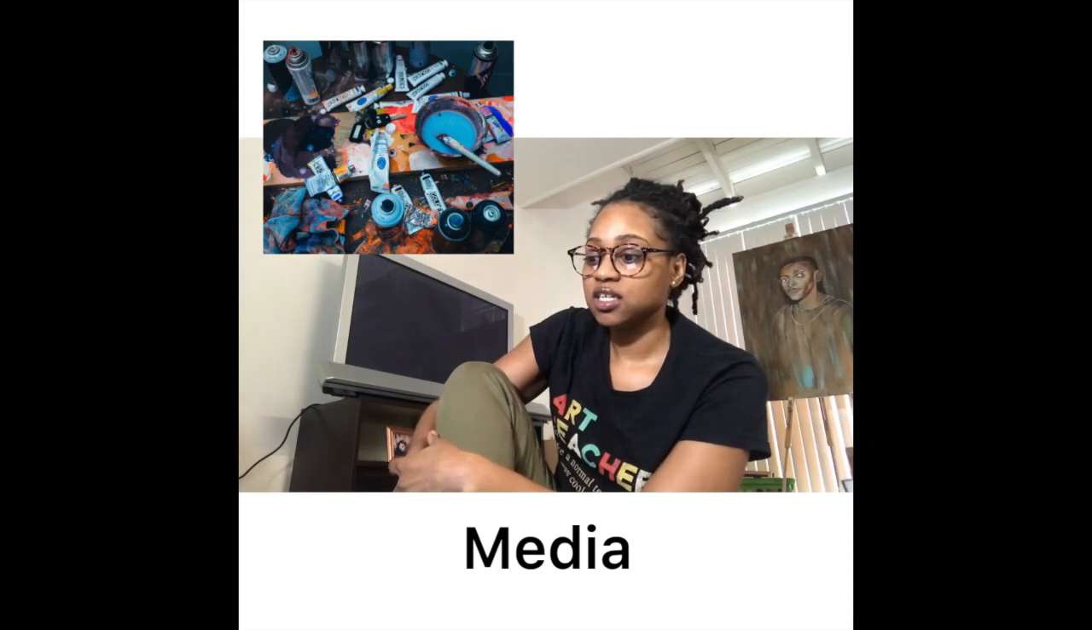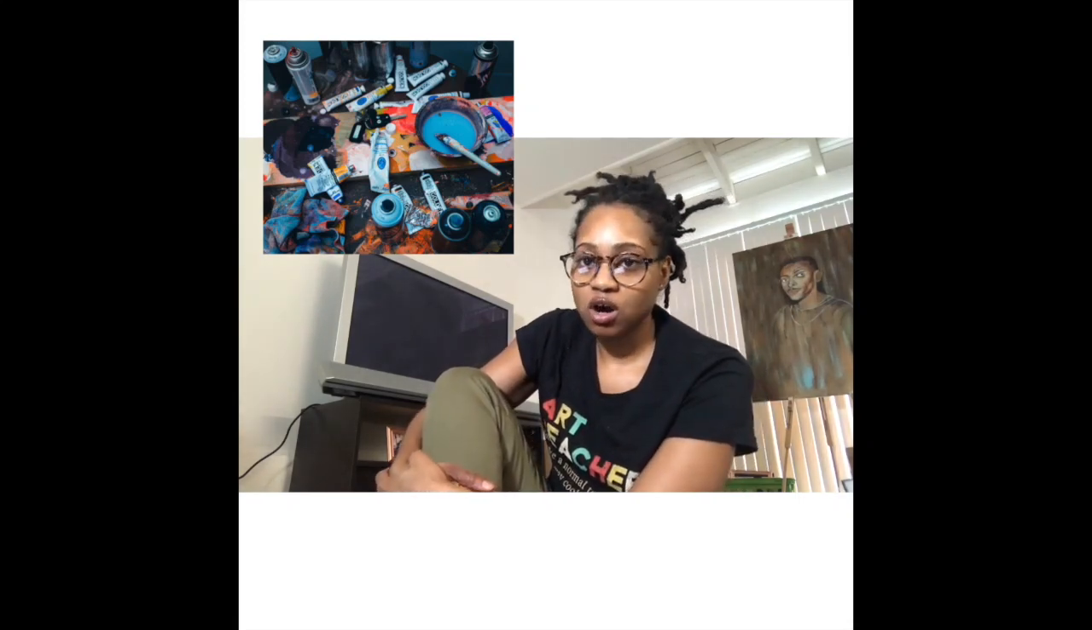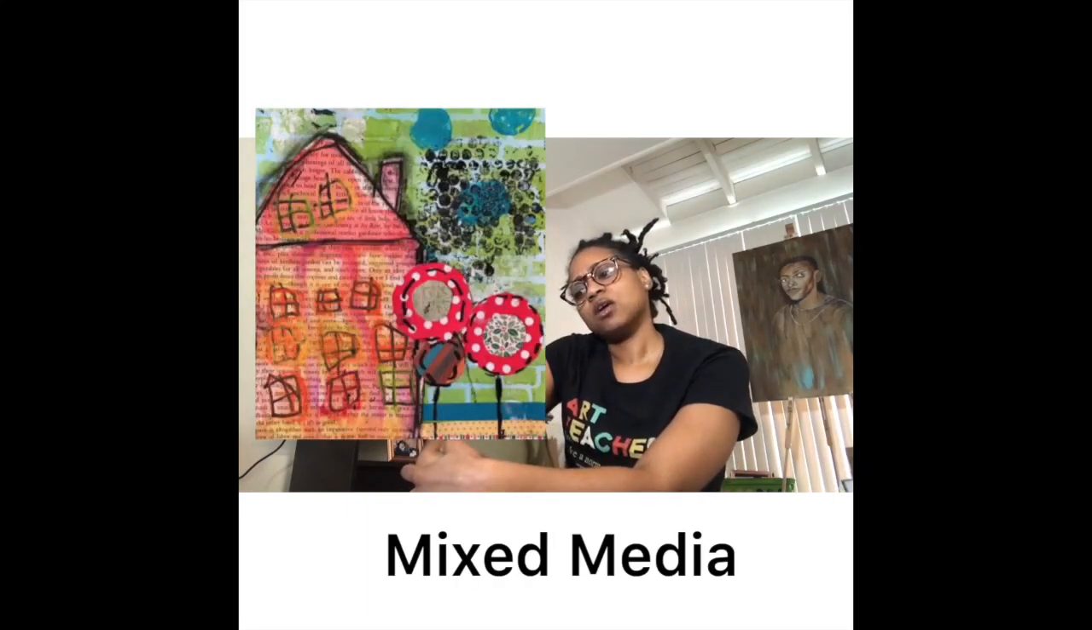So the first one is media. Media is the art technique or material that you use to express your art. So if you're using a newspaper or a canvas or anything, that is the media you're going to use. What is mixed media? Well, mixed media is a visual art form that combines a variety of media in a single work. So you can use a newspaper, a Sharpie, a crayon, put a little bit of paint in there, and there you go, you have a mixed media piece.